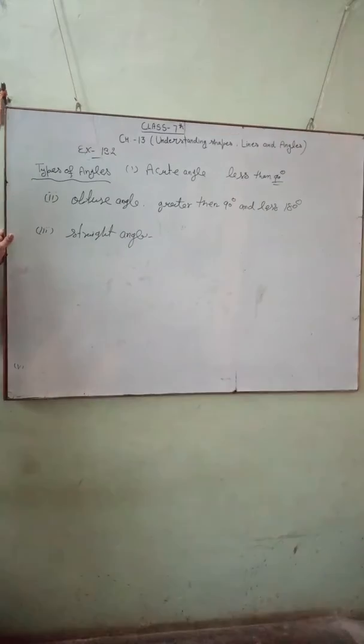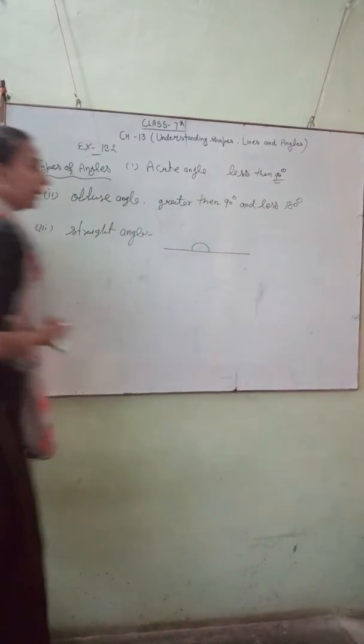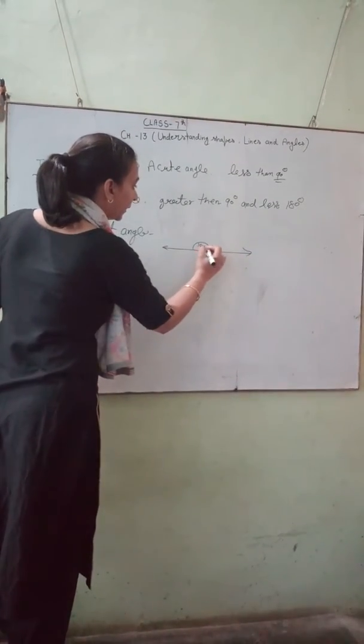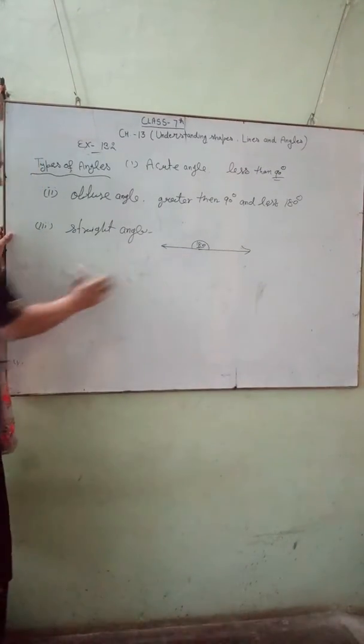What is a straight angle? This is a complete straight angle. A 180 degree angle is a straight angle. The measure of a 180 degree angle is a straight angle.